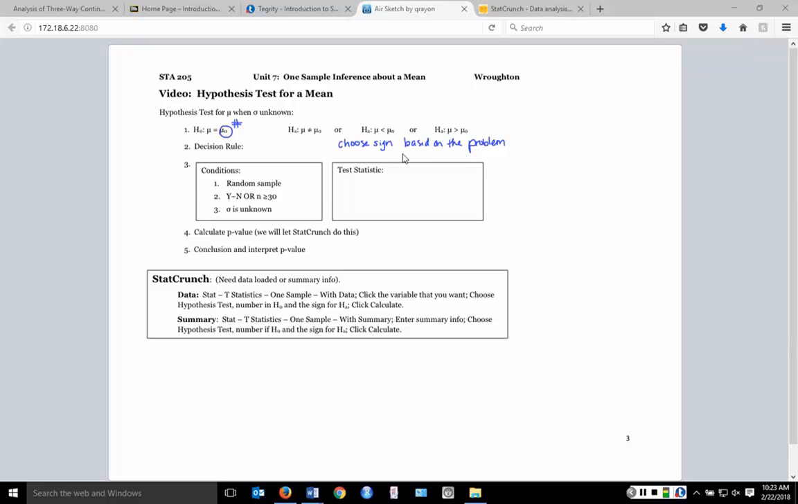My decision rule is still to reject the null hypothesis, and for me that generally means that we're going to then believe the alternative hypothesis, if our p-value, or our probability that we calculate, is less than our alpha.